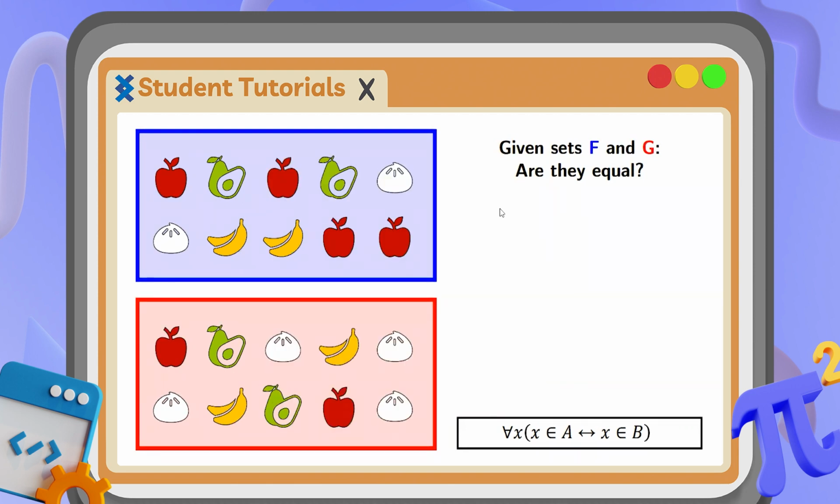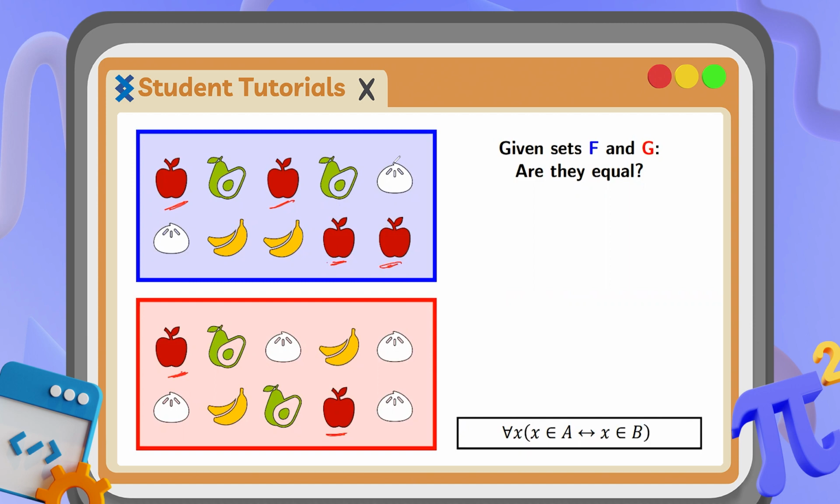We have, this time, duplicate items in the same set. Would this still be considered equal? Well, just by looking at the definition, we are to show that if X is in A, then it should also exist in B and vice versa. So the apple is in here, which is also in here, and this apple is also present in this other set, and this apple is also present in set G, and so on and so forth.